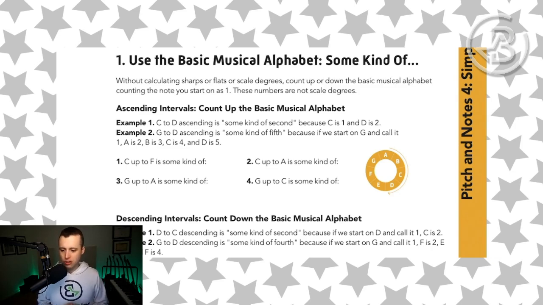So the first thing to do is, without calculating sharps or flats or scale degrees, we're just going to count up or down the basic musical alphabet, counting the note you start on as 1. These numbers are not scale degrees. Remember, scale degrees have a little house over them, and I told you when we were learning scale degrees that we're going to use numbers for a lot of other things, and that's why we need to put the little caret or the little roof over those numbers. Here's one reason why. So let's calculate the interval distance.